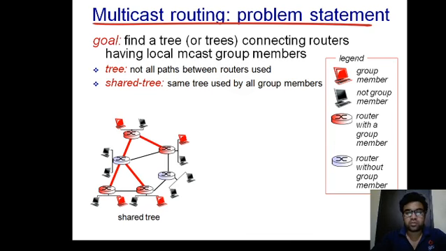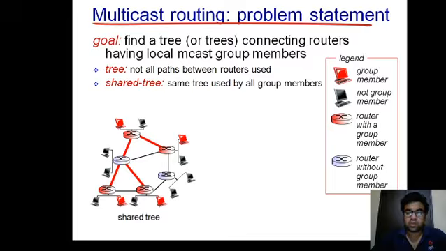Today we are going to discuss multicasting routing, and in the last lecture we discussed broadcasting. There are three things in this routing. The first one is unicasting, the second is broadcasting, and the third one is multicasting. So we already know about the first two.